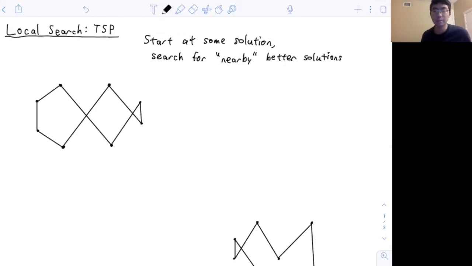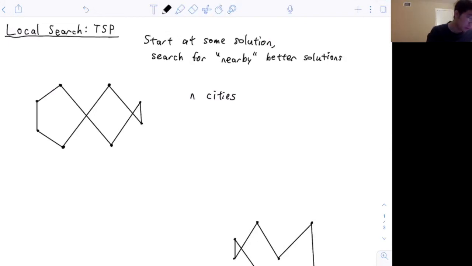As an example of this, we're going to be looking at the traveling salesman problem. As we recall, the traveling salesman problem is a problem where you're given n cities, and you want to find a tour, which is a path that starts at one vertex and goes back to the same vertex, but also needs to visit every single city once, and we want to try to minimize the total cost or the total distance.